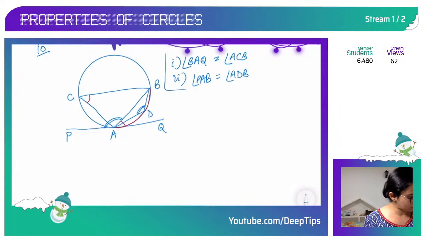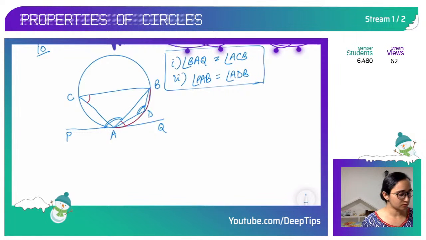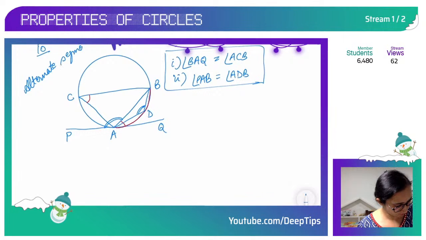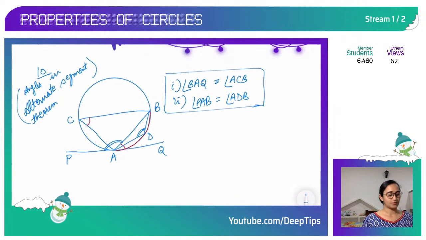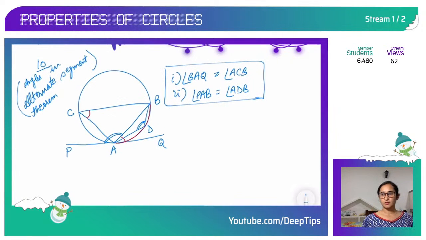This is the main result of this theorem, and in short this theorem is also called the alternate segment theorem, or angles in alternate segment. This is the short form of this theorem that you write in the exam. So whenever in the exam you solve questions, rather than writing the entire statement, in brackets you can write angles in alternate segment. If two angles are equal because of this theorem, then you should write angles in alternate segment.